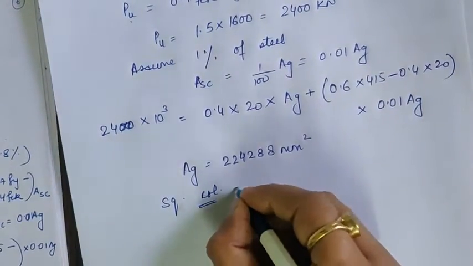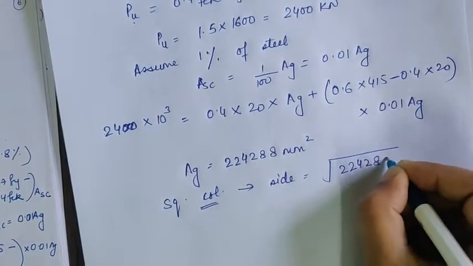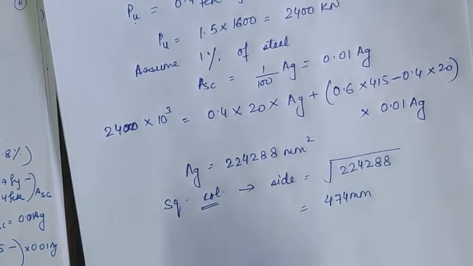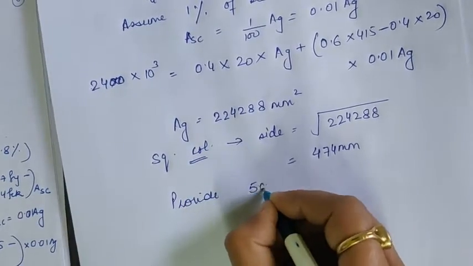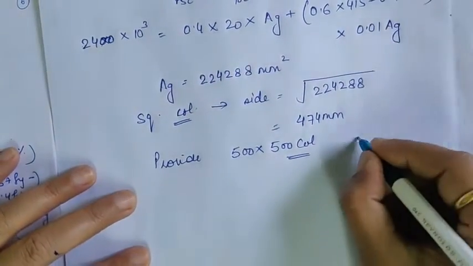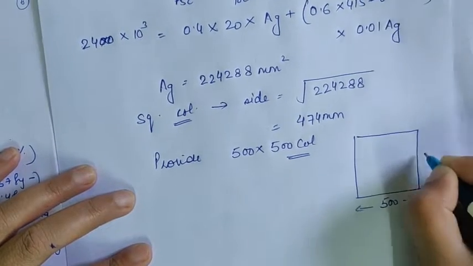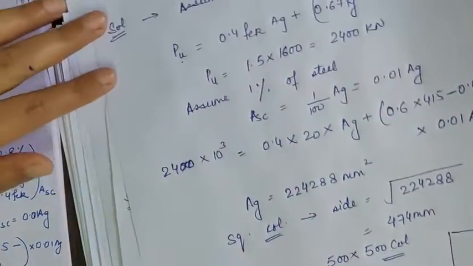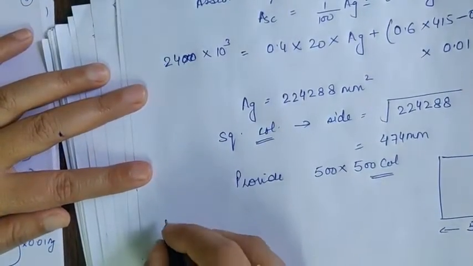Okay, so let us say I'm going in for a square column. Then the side of the square column will be this value. So side is coming out to be 474 millimeters. So let us say we are providing a 500 by 500 cross section column. So we are providing a column with the dimensions of 500 by 500. Okay, so this is my first step.